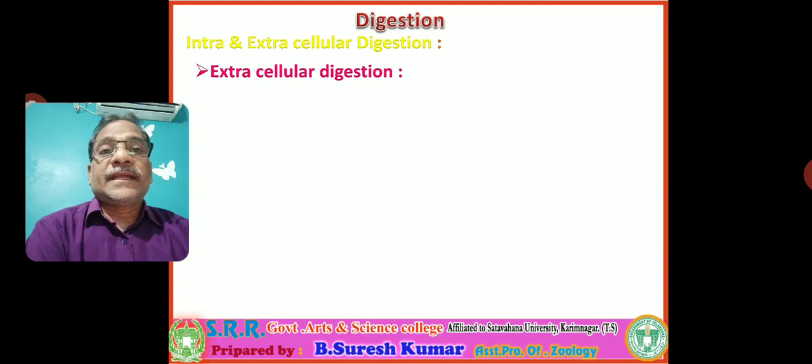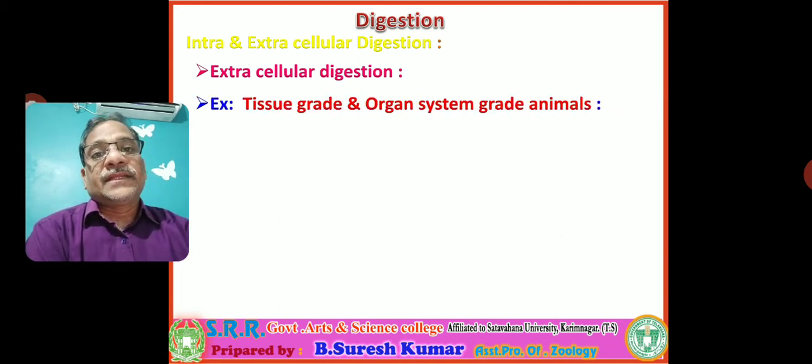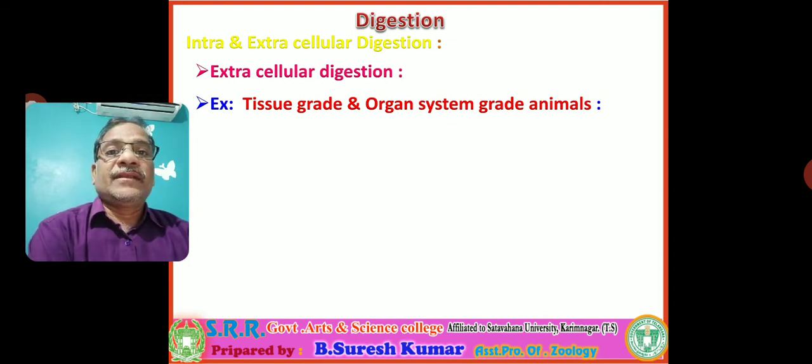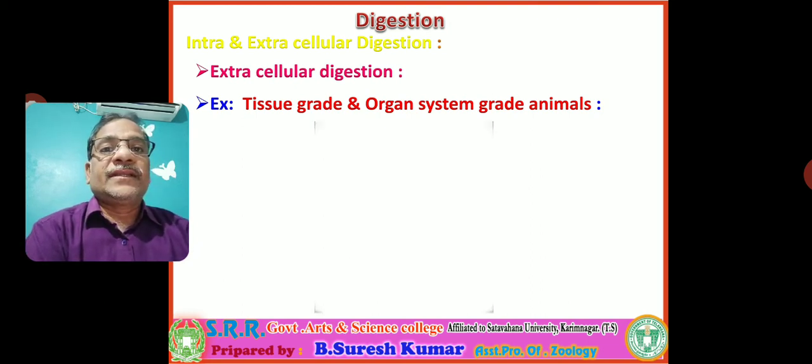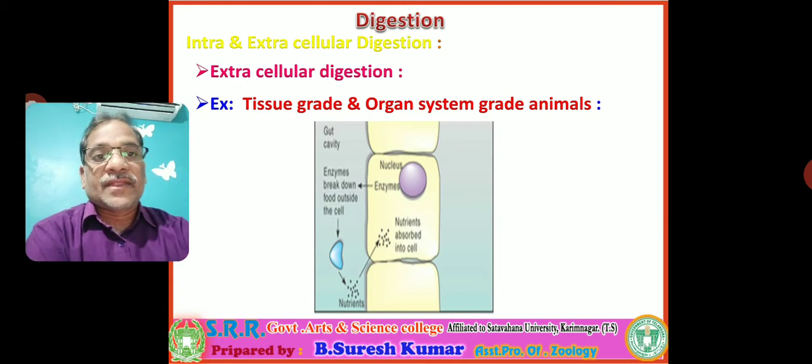Extracellular digestion is an advanced mechanism. In this phenomenon, the food particles are digested outside the cell. The food particle never enters the cell before digestion; after completion of digestion, it can enter the cell. But intracellular digestion is not like that. Before completion of digestion, the food enters the cell, but in extracellular digestion, it never enters the cytoplasm before completion of digestion. So observe this visual clearly.